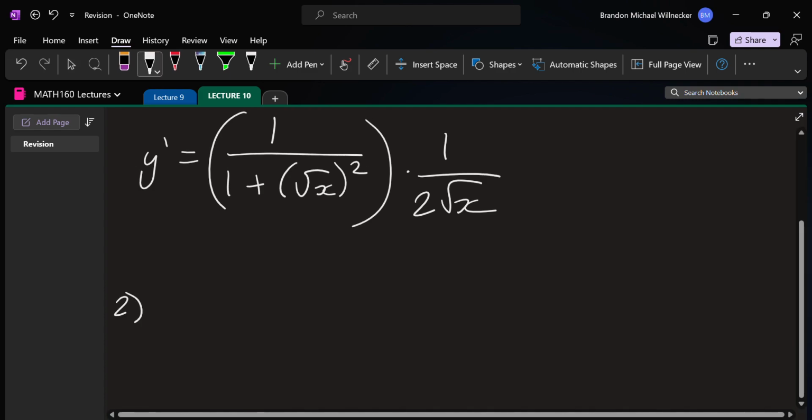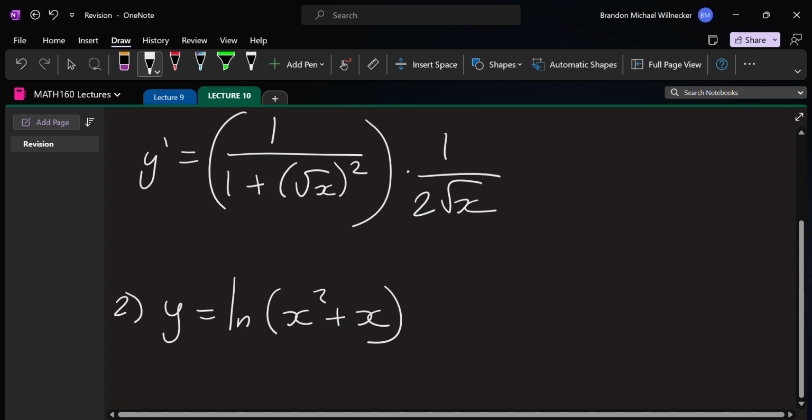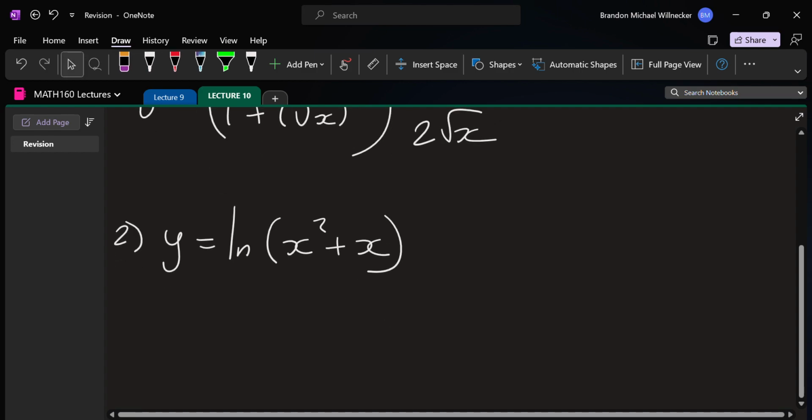Okay, number 2, we have y is equal to the natural log of x squared plus x. Okay, again, we've got a composition. The natural log, that's the outside function. X squared plus x, that's the inside function. So we're going to have to use the chain rule. We ignore the inside part and we just look at log. The derivative of the natural log is 1 over the stuff inside. So it's going to be 1 over x squared plus x.